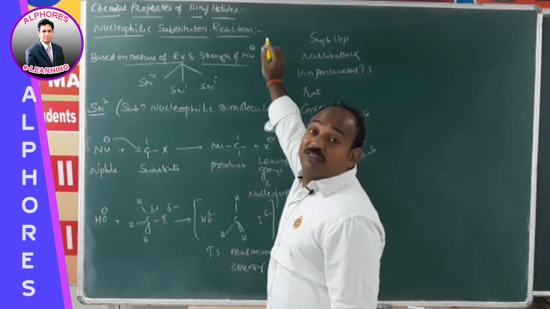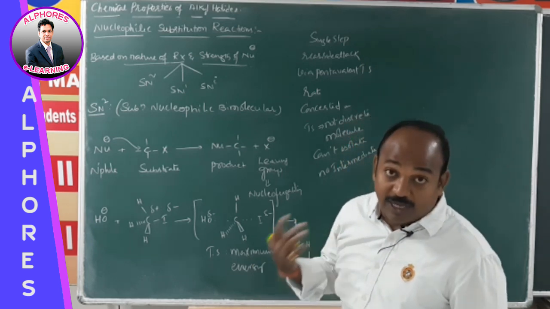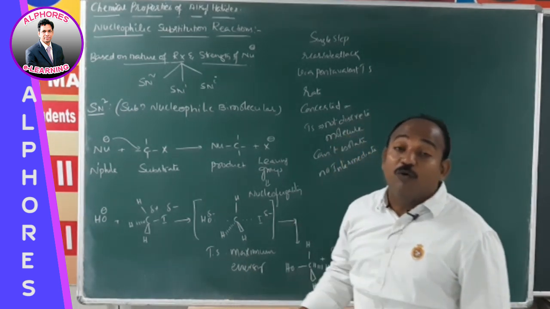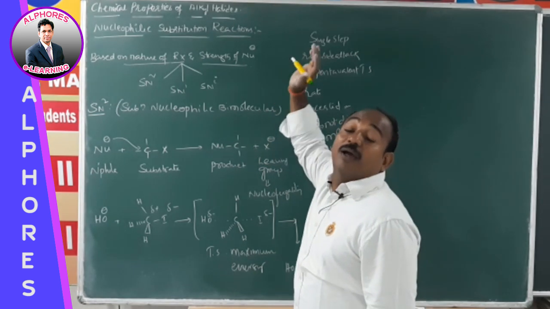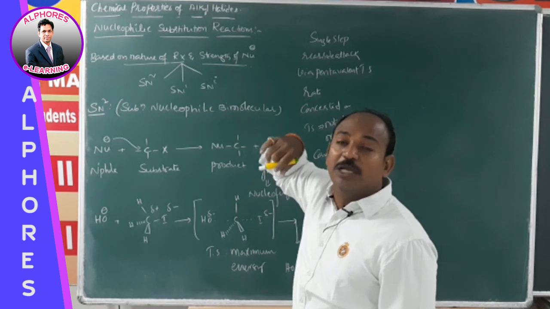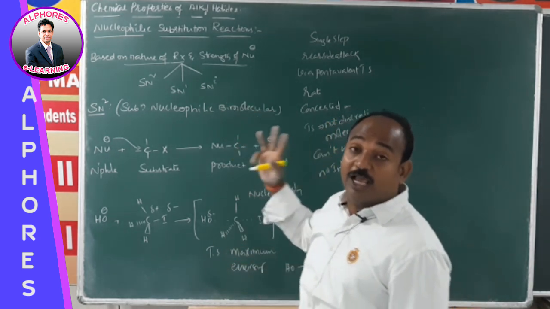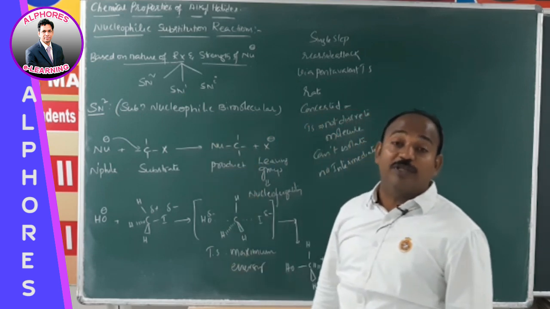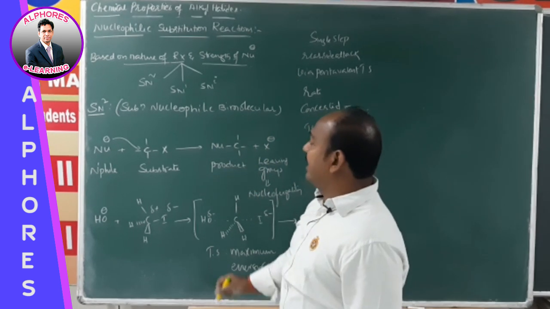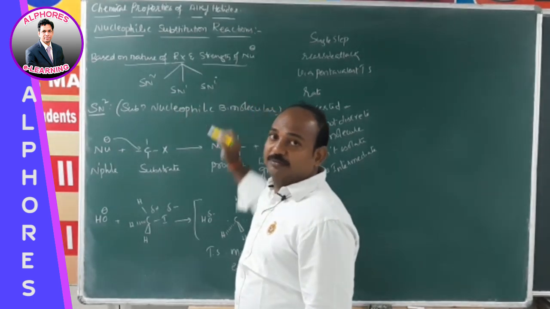Along with that, the strength of the nucleophile matters, whether it acts as a good nucleophile or as something else like a base, how far it acts as a nucleophile, and what concentration we are going to maintain. By considering all these, there are mainly three types of nucleophilic substitution reactions. They are designated as SN2, SN1 and SNi.